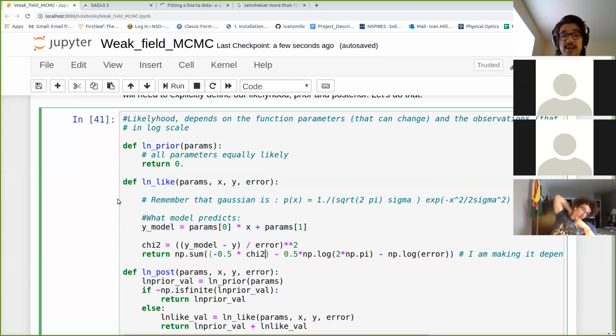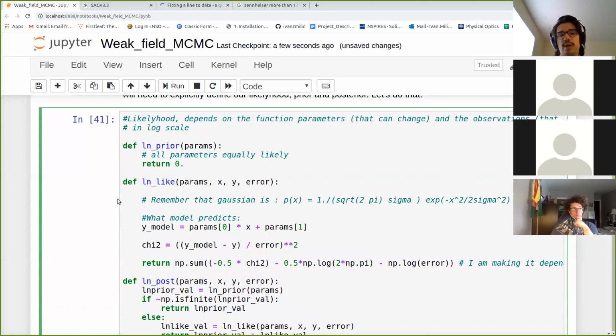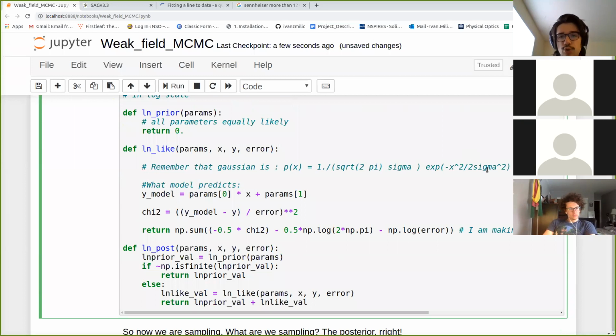Then I can calculate the chi-square, and this is going to be chi-square individually for each of the points. It's going to be model value minus actually measured value divided by the error, which is sigma, squared, right? Actually, yeah, no, this is all fine, because this 2 is taken into account later. And then finally, what I have as my likelihood is going to be the sum of -1/2 of chi-square. Then I have this minus 0.5 log 2 pi, which comes from this term here. And I have minus log of sigma, right, which is the error.